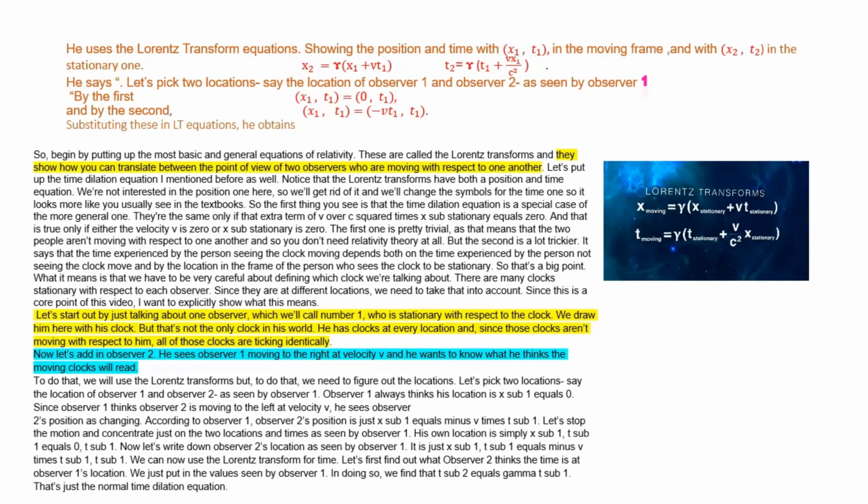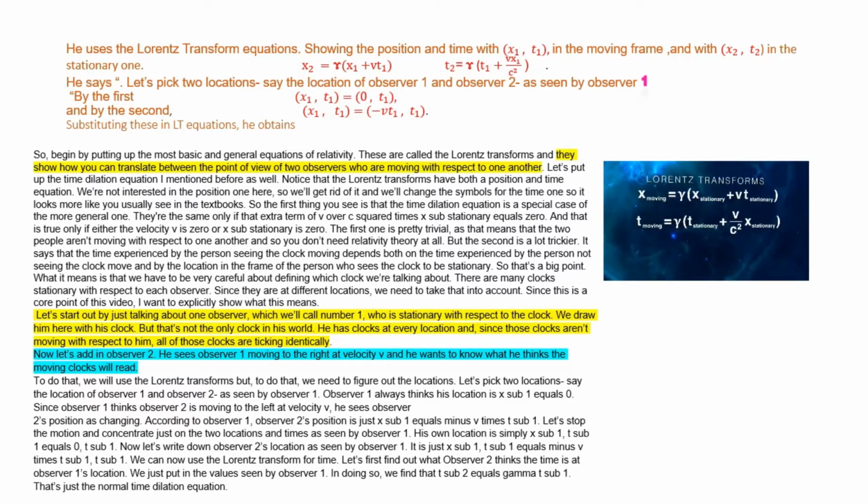So, begin by putting up the most basic and general equations of relativity. These are called the Lorentz transforms, and they show how you can translate between the point of view of two observers who are moving with respect to one another. Let's put up the time dilation equation I mentioned before as well. Notice that the Lorentz transforms have both a position and time equation. We're not interested in the position one here, so we'll get rid of it, and we'll change the symbols for the time one so it looks more like you usually see in the textbooks.